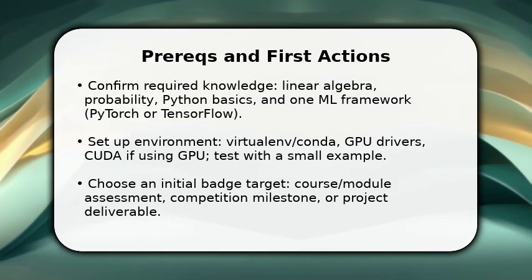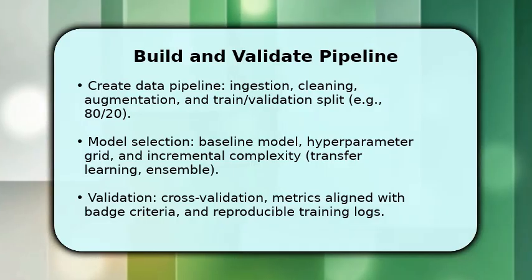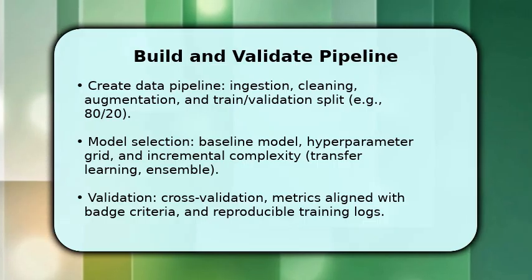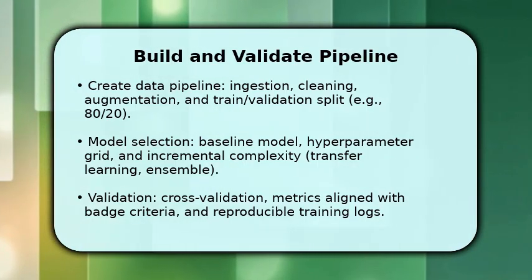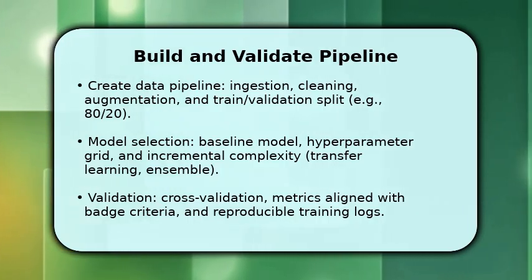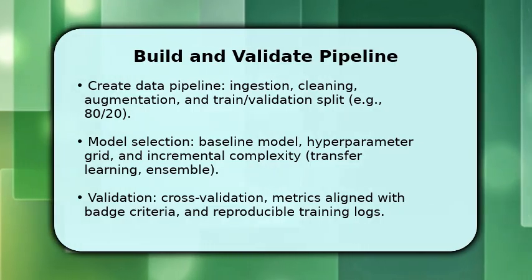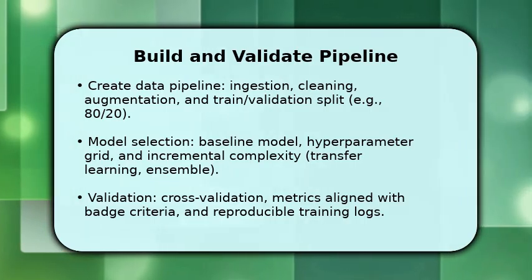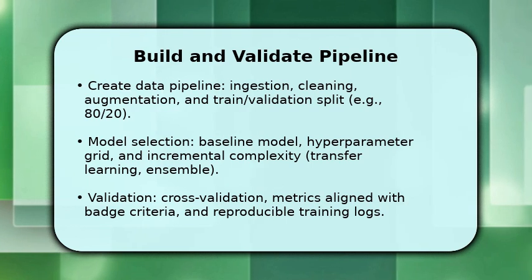You'll now develop the core work that earns the badge. Start by building a reliable data pipeline. Automate cleaning, augmentations, and an 80/20 split so experiments are stable. Implement a baseline model, then progressively add complexity like transfer learning or regularization. Compare with a simple hyperparameter grid. Log experiments with timestamps and seeds for reproducibility, and compute the exact metrics the badge requires. As you iterate, prune failures fast and document improvements.